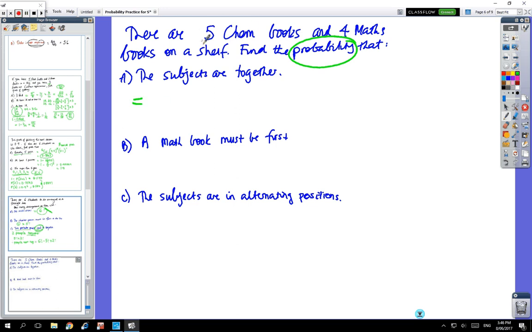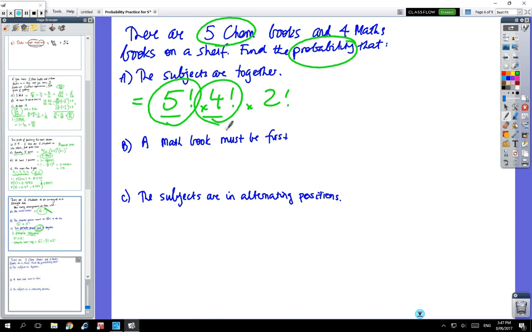Okay, so we've got 5 chem books, so they can be arranged in 5 factorial ways. Okay, the 4 maths books can be arranged in 4 factorial ways, and then there's 2 groups of books which are together, so we're going to multiply that by 2 factorial. So 5 factorial is the chem books together, 4 factorial is the maths books together, and then there's 2 groups which is 2 factorial. Okay, next one says a maths book must be first. There are 4 maths books, so there's four choices for the first position, and then after that there's no rules, so the other 8 books is just 8 factorial.